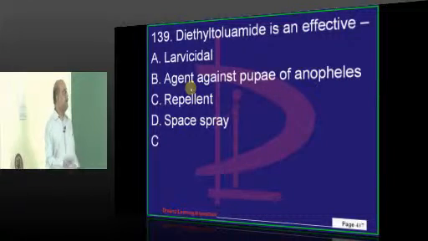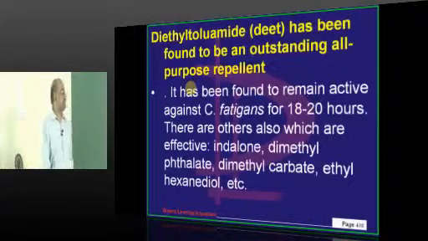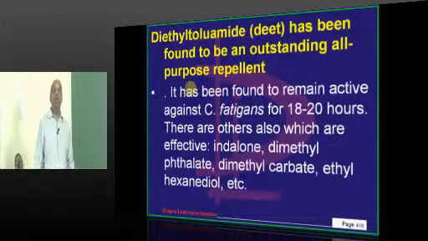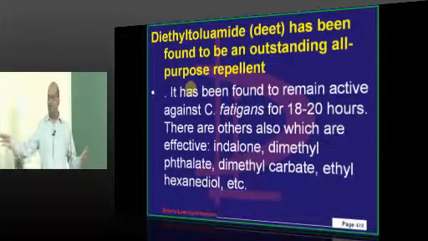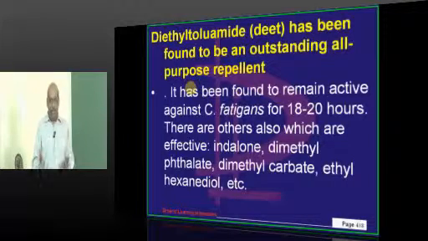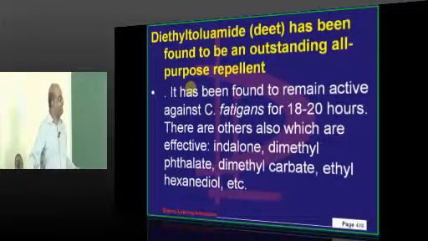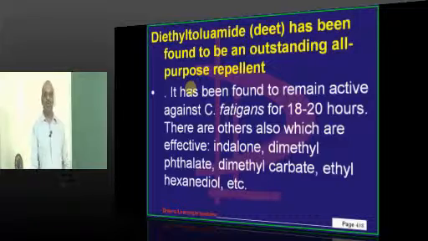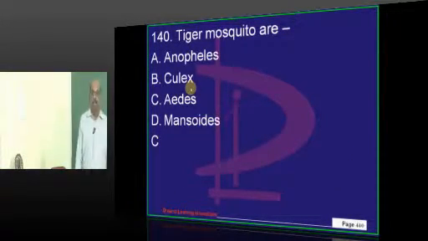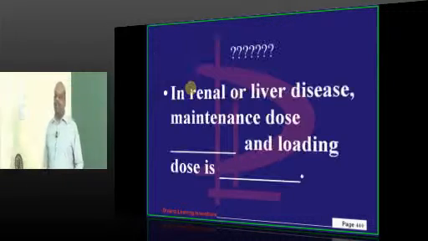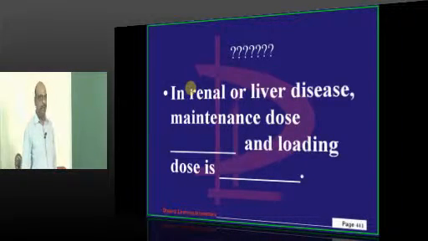Now, diethyl toluamide, it's a repellent. All purpose repellent it is called. So, you don't want any of your classmates come close to you while you are preparing, apply a little diethyl toluamide and go to the reading room. It is an all purpose repellent. Aedes is the tiger mosquito with the stripes on it.